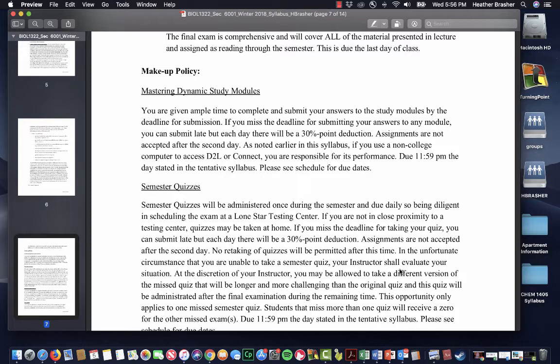So if it's worth 10 points, the first day you're late, even if it's 1 minute late, you are down to 7 points for that. That's the most you can make. And then after the next day, it's going to take an additional 3 points off, right? So at that point, you go from 7 to 4 points. After 2 days, I don't accept them anymore, especially considering this is a mini-mester. You are going to be completely overwhelmed if you are that late. So keep that in mind.